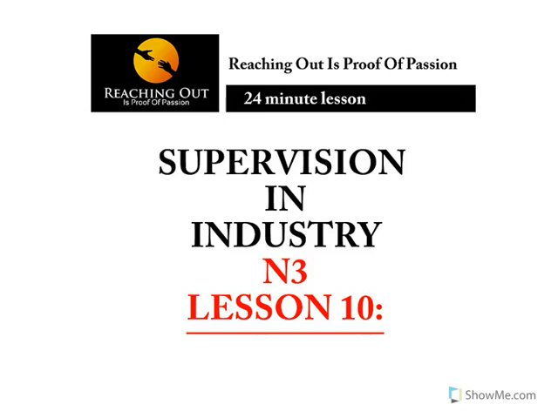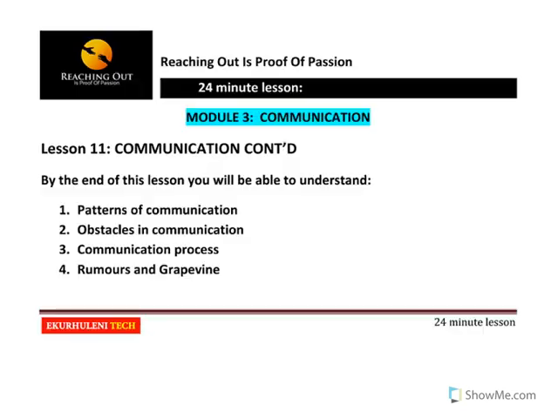This is lesson 10 in Supervision in Industry, and in this lesson, the student will be able to, number one, list the patterns of communication. Number two, to understand or list the obstacles that a student can meet in communication. Number three, to understand the communication process. And lastly, to define rumors as well as the grapevine and the advantages of a grapevine.